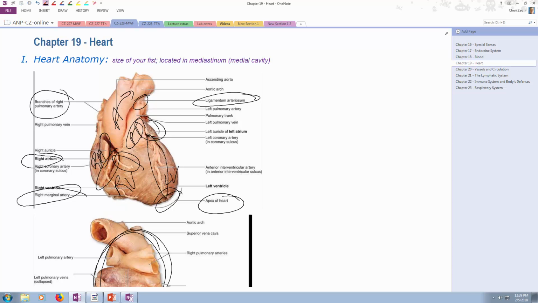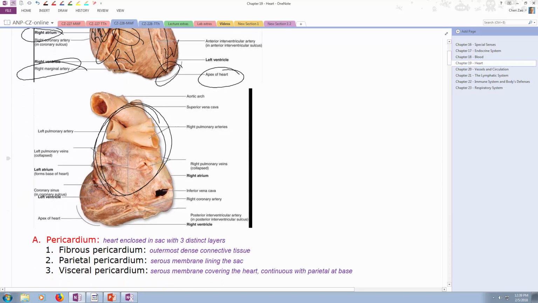Let's go ahead and now take a look at the posterior side of the heart. Aortic arch, so we have ascending aorta, aortic arch, descending aorta, and thoracic aorta. And then what do you call it when it goes through the diaphragm?